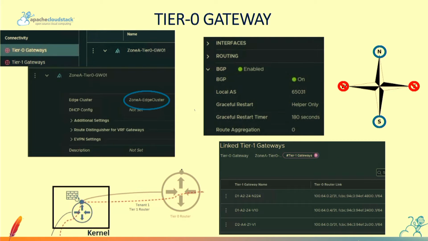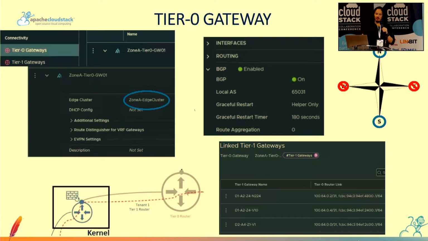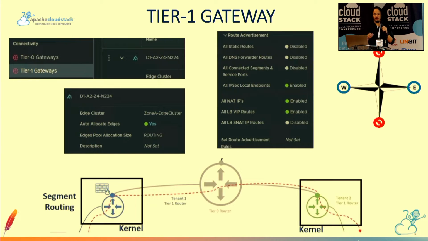The tier 0 gateway has your BGP peering, south-north traffic, and tier 1 gateways connect to tier 0 gateways. You can have multiple tier 1 gateways connected to the same tier 0 gateway. The tier 1 gateway itself runs directly on the kernel, so it scales horizontally. The more hypervisors you have, the more capacity you have, and it advertises routes to the tier 0 gateway that then advertises upstream.